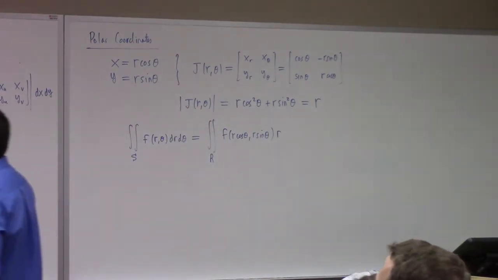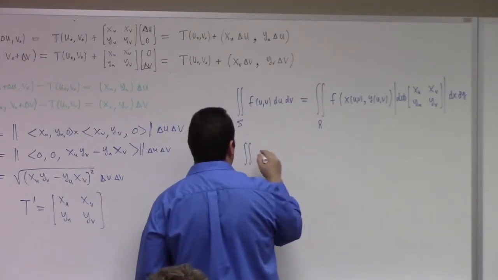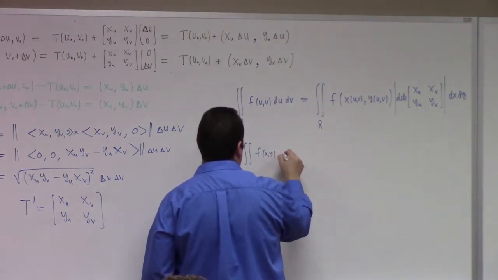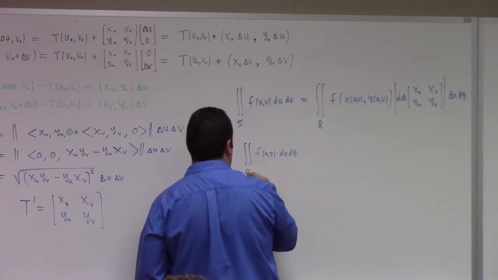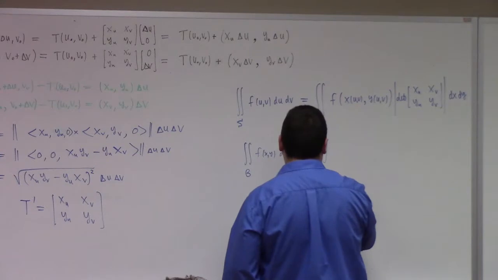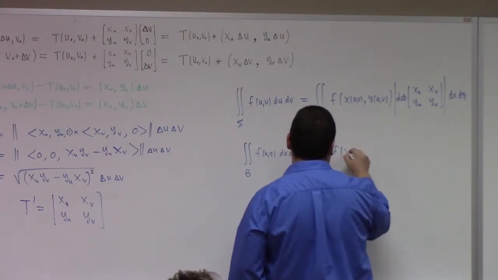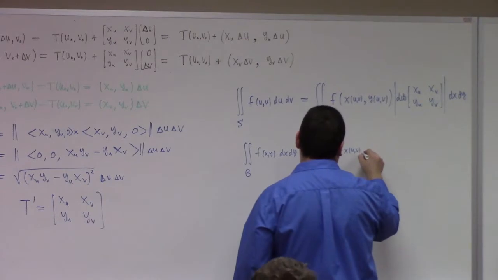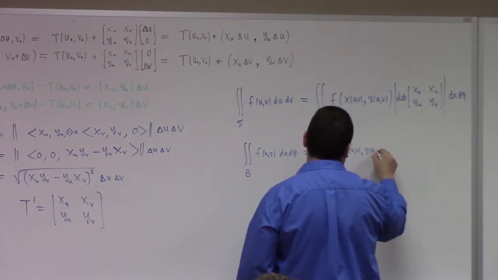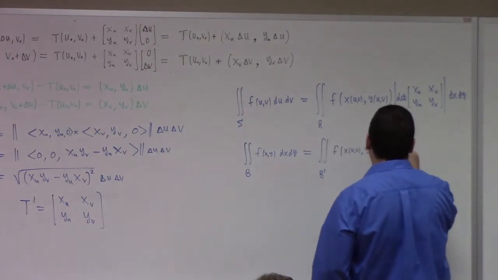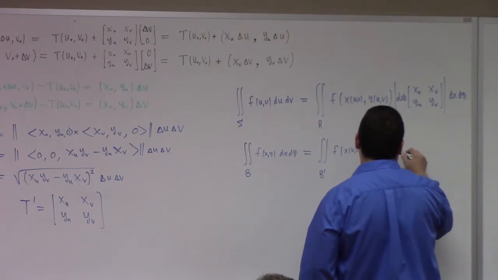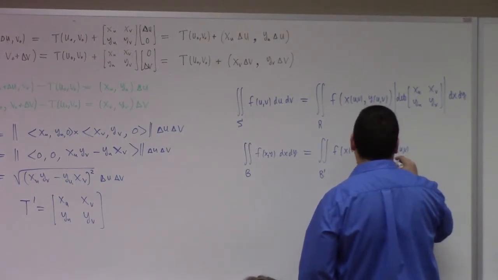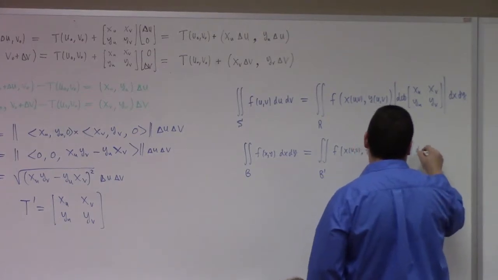I mean, the theorem I want to write is the following. If we have f of x comma y dx dy over some region, say B, that's equal to the double integral over, say, B prime of f of x of u, v, y of u, v, times the Jacobian of u and v, du dv.